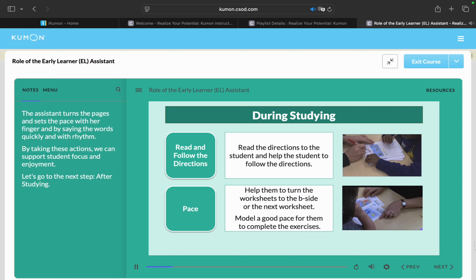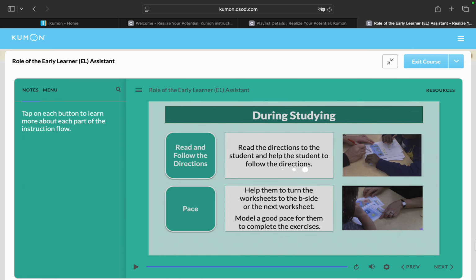The assistant turns the pages and sets the pace with her finger and by saying the words quickly and with rhythm. By taking these actions, we can support student focus and enjoyment. Let's go to the next step after studying.